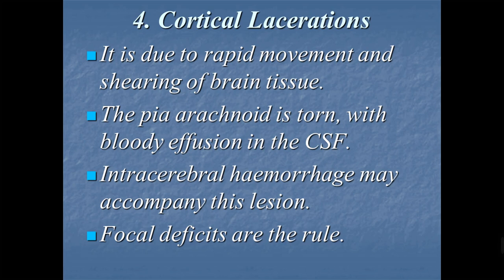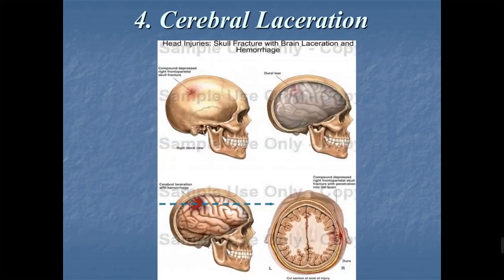The pia-arachnoid is torn with bloody effusion in the CSF. Intracerebral hemorrhage may accompany these lesions. We mean the intracerebral hematoma. Focal deficits are the rule, and these focal deficits will be permanent. For example, as I told you, if the shell injured the motor area, this will be a permanent deficit. Also, the management of all brain injuries, as you see, is just conservative and supportive treatment for these patients.